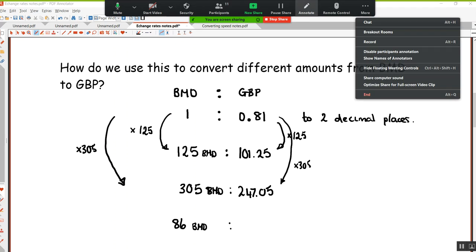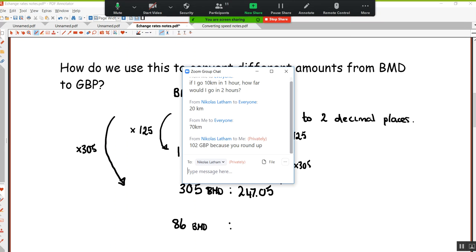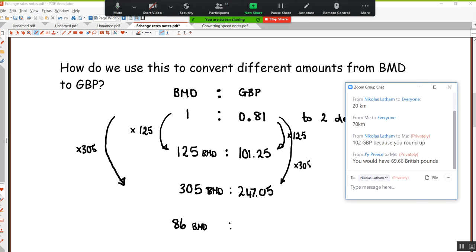Quick question, guys. Actually, if I put chat on the screen now, can you see it? No. Good. Okay. I was wondering because I'm sharing screen. Right, so I'm waiting for all of you to put in, if I've got 86 Bermudian dollars, how many British pounds would that be?